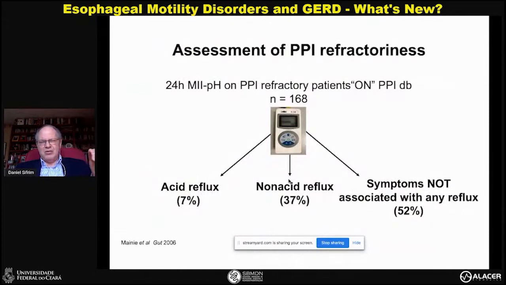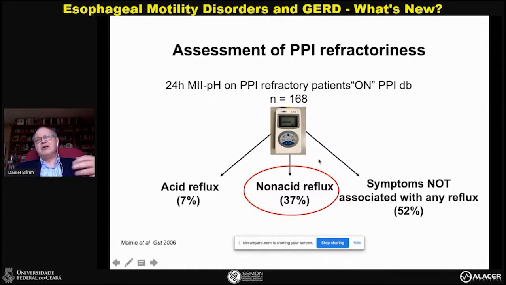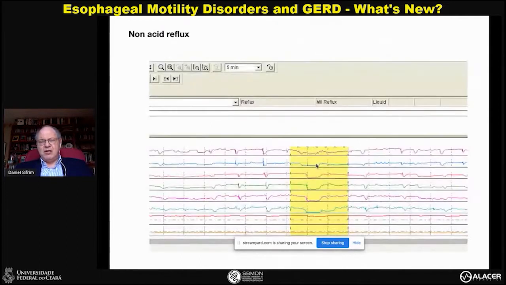The second issue concerning detection of reflux episodes is the possibility of detecting non-acid reflux. Impedance detects non-acid reflux, and in patients that are refractory to PPI treatment, this can be a cause of refractoriness. Patients are symptomatic in spite of a high dose of PPIs, and they are symptomatic to non-acid reflux events. Sometimes their symptoms are not related to any reflux. Now, what is a non-acid reflux episode?